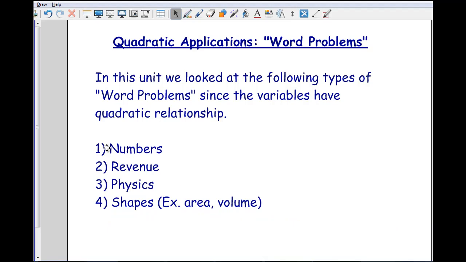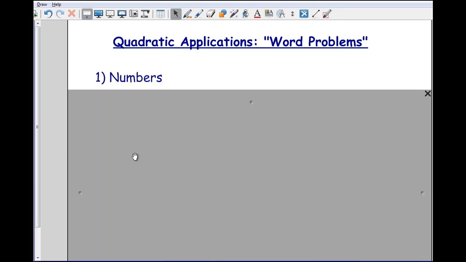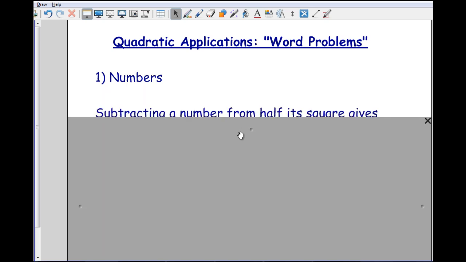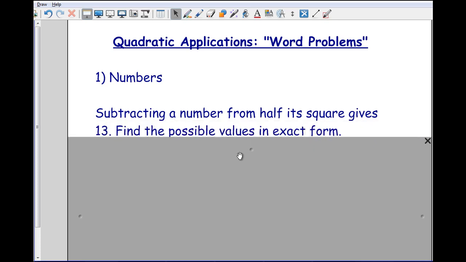I think I'd said big three because I considered numbers the same as shapes, numbers and shapes. So really there's sort of four. Let's look at them. First kind, numbers. Okay, so here's an example. Subtracting a number from half its square gives 13. Find the possible values in exact form.